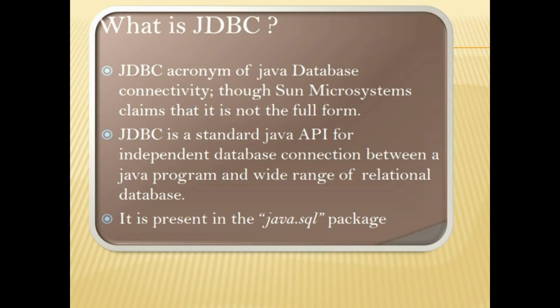What is meant by JDBC, the architecture of JDBC, and the types of JDBC drivers available. JDBC means Java Database Connectivity, though Sun Microsystems claims that it is not the full form. JDBC is a standard Java API for independent database connection between a Java program and a wide range of different relational databases. It is present in the java.sql package.